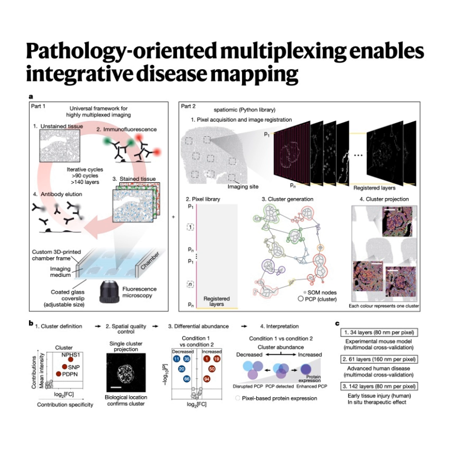Going from maybe 30-ish markers to over 140 on delicate old tissue, cycling 95 times, that sounds incredibly difficult to pull off reliably. What are the core innovations making this work? There are really two main pillars here. First is the imaging framework itself. They call it 4I, which stands for iterative indirect immunofluorescence. And second is the software engine that makes sense of all the data, called spatiomic.